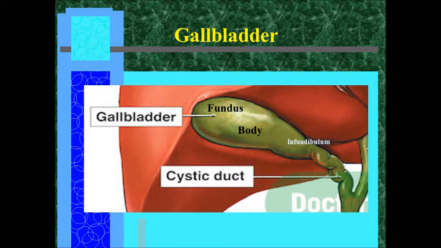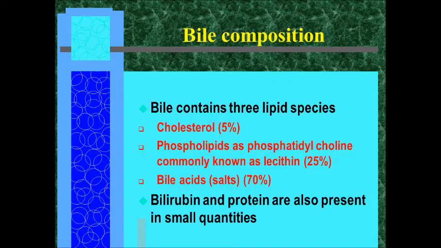The gallbladder is lined by a single, highly folded, tall columnar epithelium containing cholesterol and fat lobules. The gallbladder differs from the GI tract in that it lacks the muscularis mucosa and submucosa. The bile contains three lipid species: cholesterol, phospholipids as lecithin, and bile acids. Bilirubin and protein are also present in small quantities.